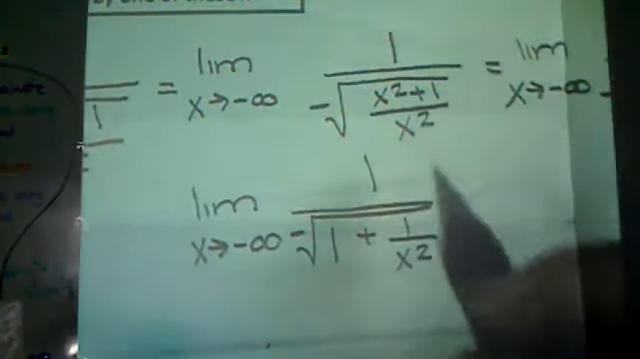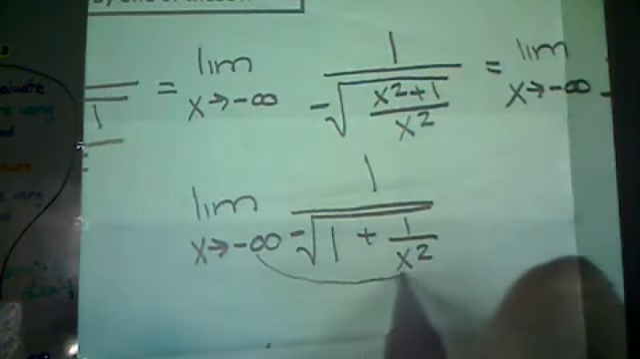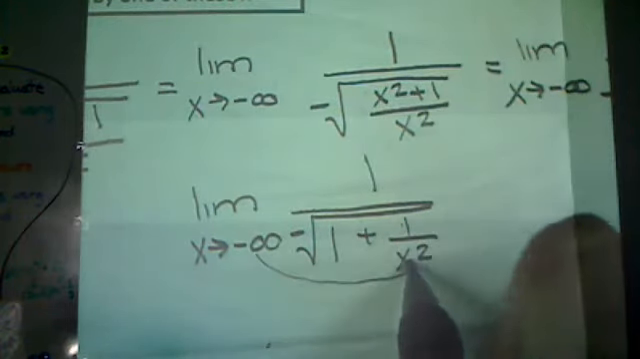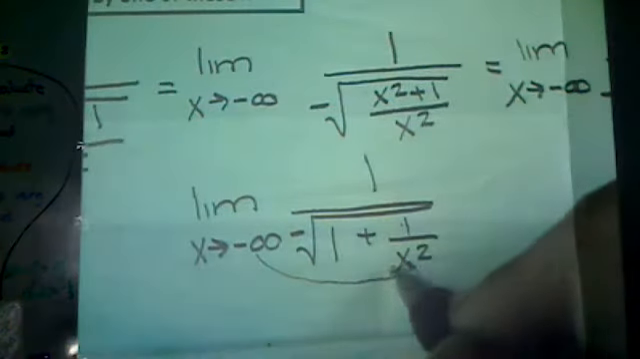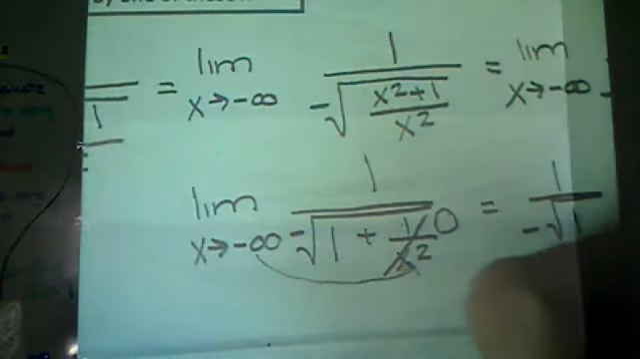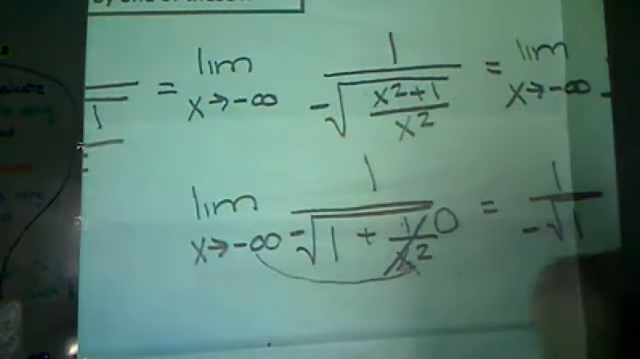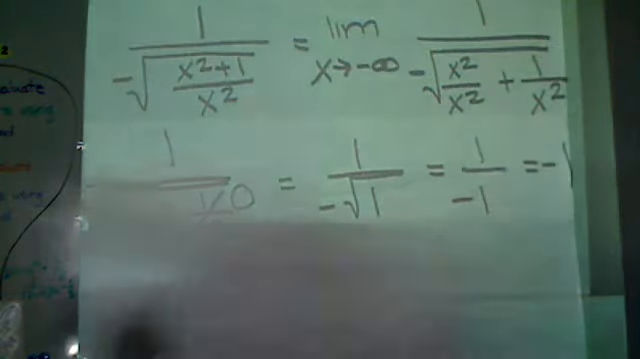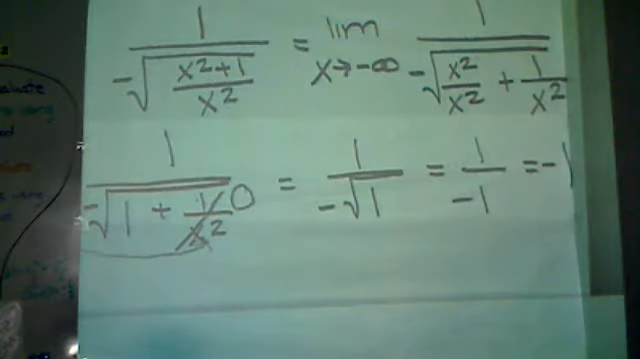And then according to the theorem, if we were to plug this number in, a number divided by a really, really, really large or a really, really, really small number cancels out to just 0. And I'm left with 1 over negative square root of 1, which equals 1 over negative 1, which is just negative 1. So the limit of this function is negative 1. You could use a calculator to numerically or graphically prove this as well.